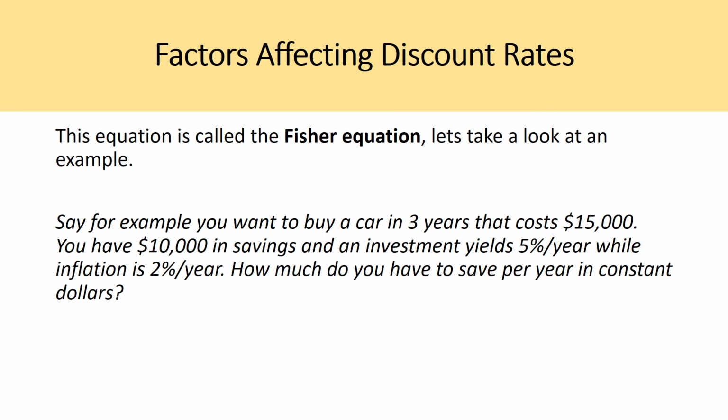And so let's actually take a look at an example. Say, for example, you want to buy a car in 3 years that costs $15,000. You have $10,000 in savings, and an investment yields 5% a year, while inflation is 2% a year. How much do you have to save per year in constant dollars?